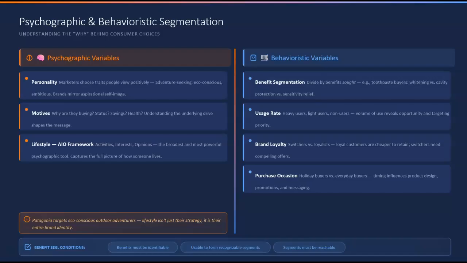Patagonia targets eco-conscious outdoor adventurers. Lifestyle isn't just their strategy, it is their entire brand identity. So, benefit segmentation conditions: benefits must be identifiable and usable to form recognizable segments, and segments must be reachable.